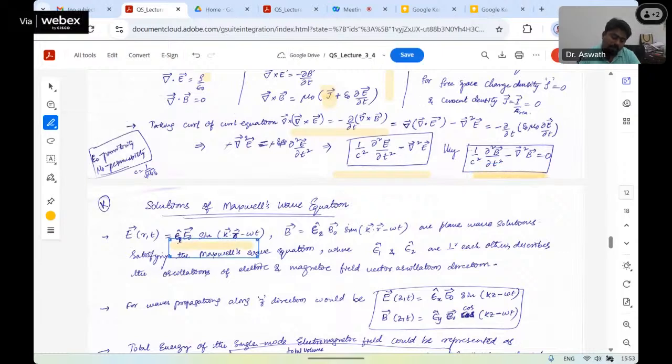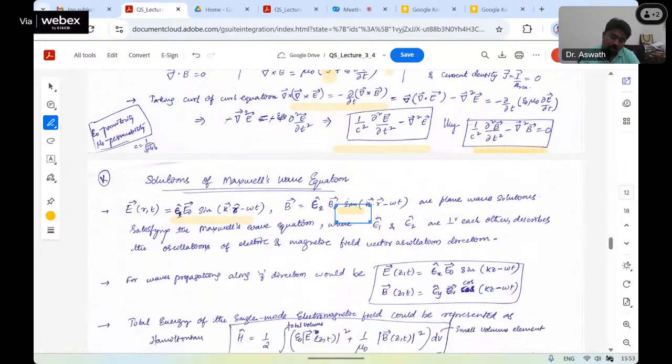The only difference from E to B is that E would exist along the X axis, and B would exist along the Y axis, because they have to be orthogonal to each other. So B has to be a cos function, and A has to be a sine function. I have not corrected it here, so please note that change.